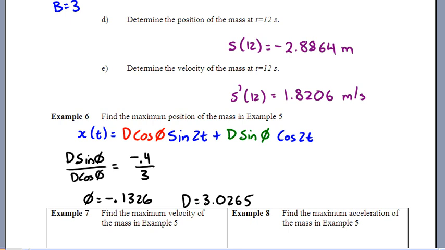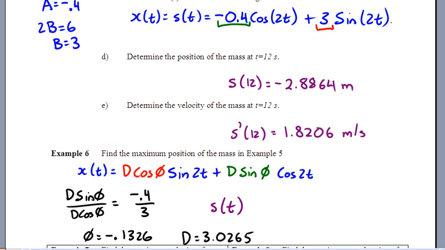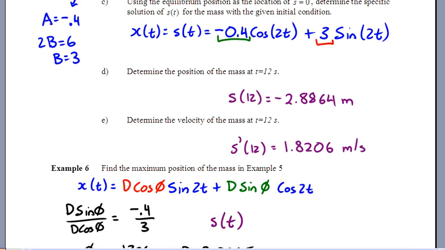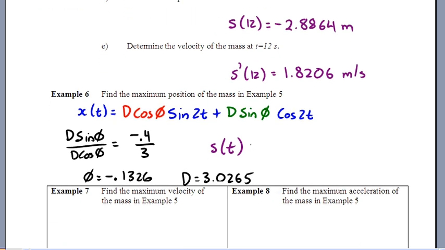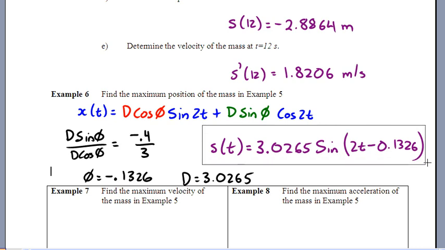So here's an option. To be honest, it's a better option. You could say the position at any time, you don't have to tolerate this blend up at the top of the page of cosines and sines. You can write it that way if you want, but it's okay to say, well, how about I write that as being 3.0265 times the sine of 2t minus 0.1326. And that story kind of has everything nicely packaged into it.